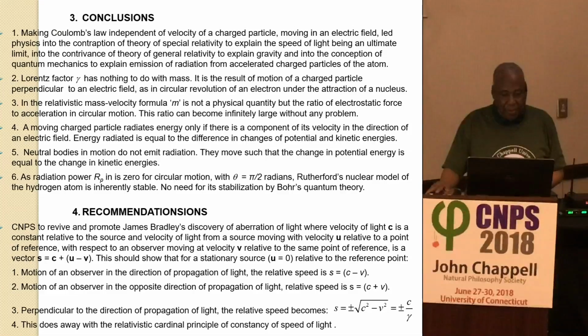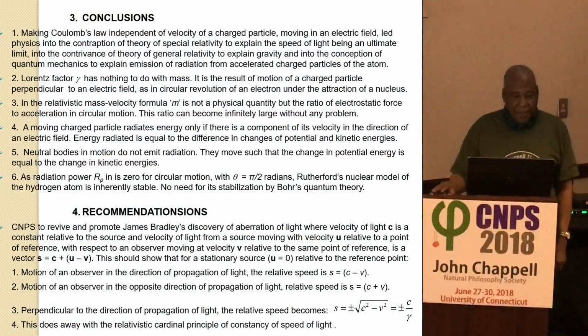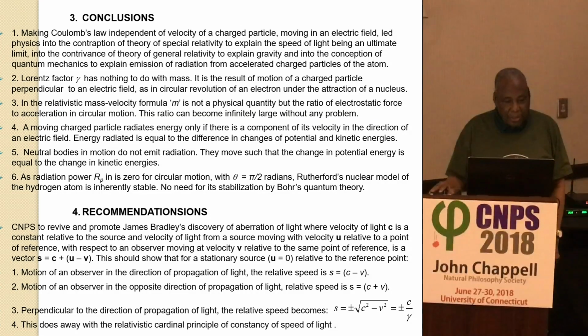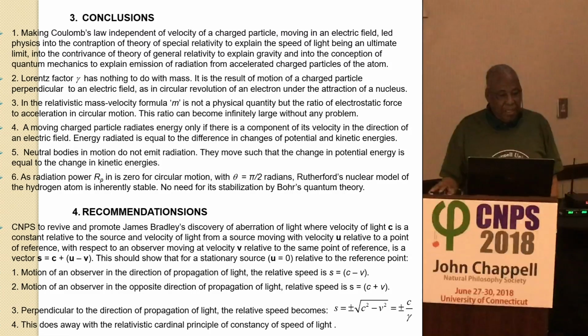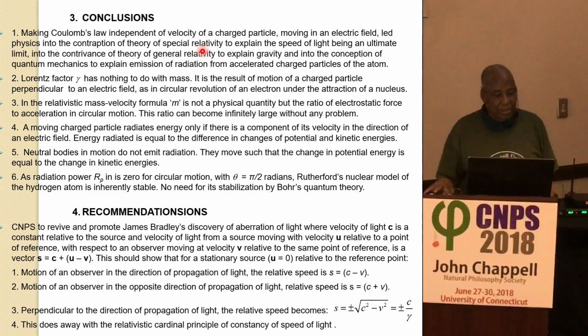And now go to slide number 4. Conclusion. Making Coulomb's law independent of velocity of a charged particle moving in an electric field led physics into the contraption of the theory of special relativity to explain the speed of light being an ultimate limit. It led physics into the contrivance of the theory of general relativity to explain gravity. And it led physics into the conception of quantum mechanics to explain emission of radiation from accelerated charged particles.